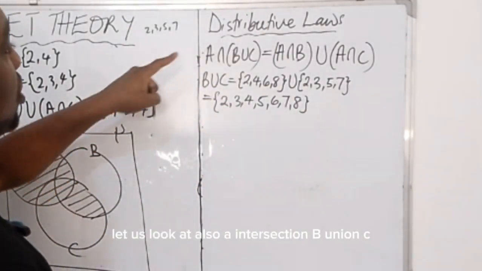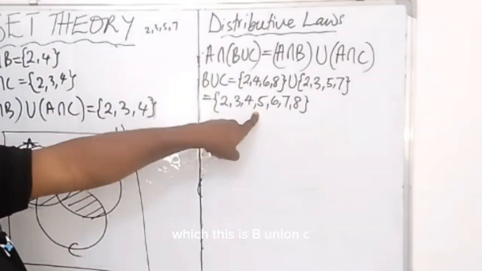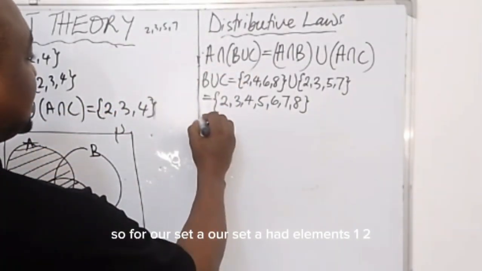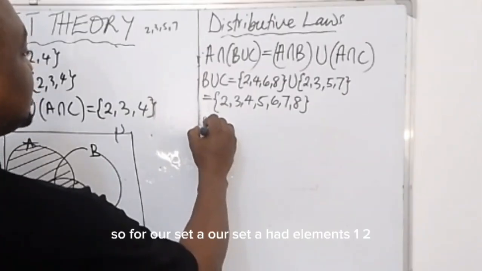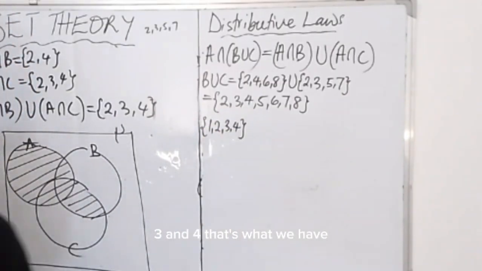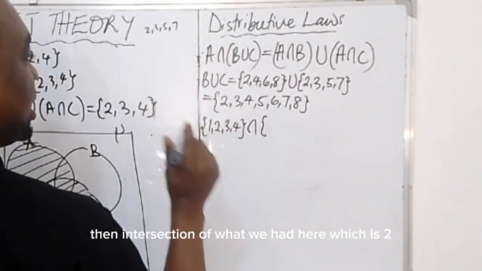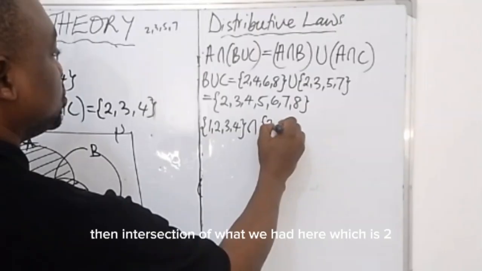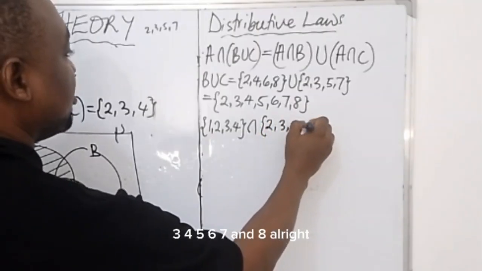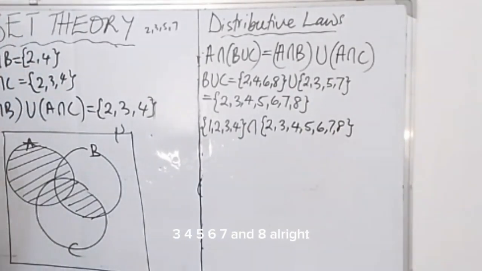Let us look also at A intersection B union C, where this is B union C. So our set A had elements 1, 2, 3, and 4. Then intersection of what we had here, which is 2, 3, 4, 5, 6, 7, and 8. All right.